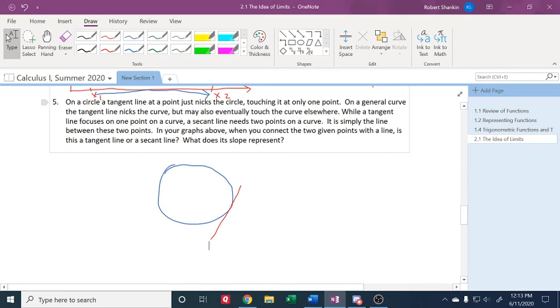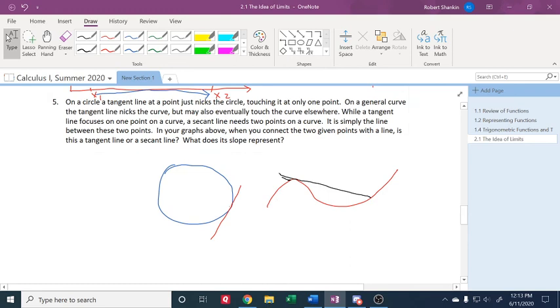All right, so let me start over again. On a circle, the tangent line at a point just nicks the circle, touching only one point. On a general curve, the tangent line nicks the curve, but may eventually touch the curve elsewhere. We can see that with something like this. If I had a curve that looked like this, and I had a tangent line here, this tangent line just nicks the curve right here. But it can also smack the curve way down here. So on a general curve, a tangent line may touch elsewhere.